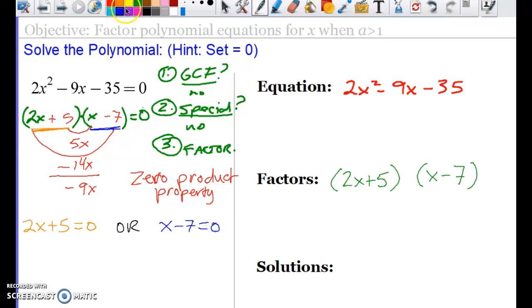So let's solve for the possibilities of x. The one on the right side is pretty easy to solve. We're just going to have to add 7. So that means that x equals 7. And if I solve the factor on the left, I would subtract 5 first, kind of doing the opposite of PEMDAS, which again is the order of operations.